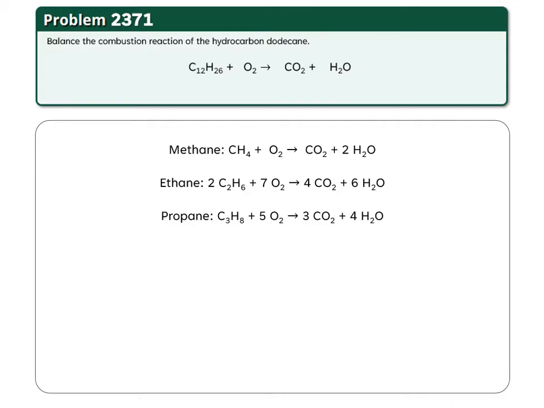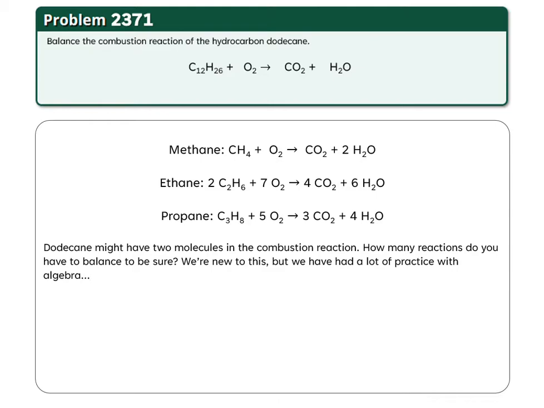This is discouraging. Propane's coefficients are 1, 5, 3, 4. Some have gone up and some have gone down. Dodecane has an even number of carbon atoms, so it might also have a coefficient of 2. But how many reactions do we have to balance to be sure of a pattern? We're new to this, but we have had a lot of practice with algebra.